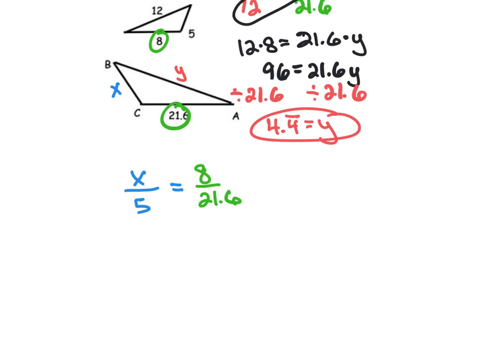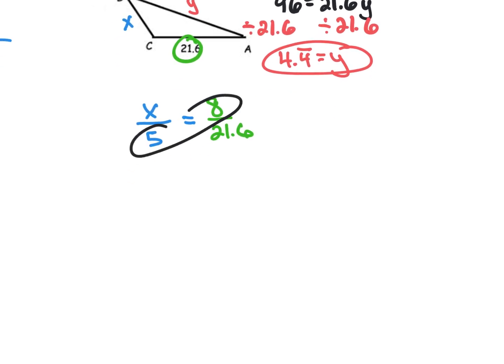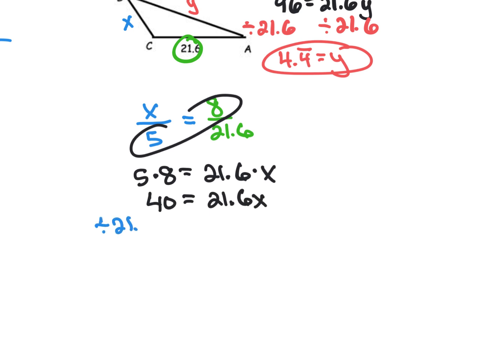Again, we're going to cross multiply and divide. So we're going to have 5 times 8, 21.6 times x. 5 times 8 is 40. Still have the 21.6 times x. We're going to divide by 21.6 on both sides. We have 40 divided by 21.6. And then this is also a really kind of weird decimal. Let's round it to the nearest tenths.